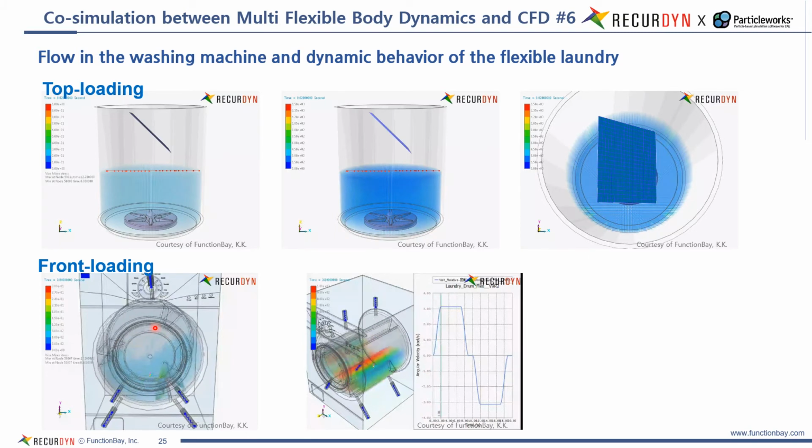The below case is a front-loading washing machine. Similar to the case of the top loader, you can see that fluids interact with each other by the behavior of the front loader system, and flexible laundry behaves by the fluid flow accordingly.